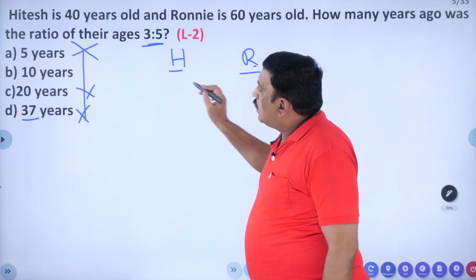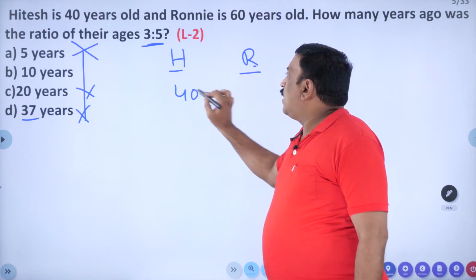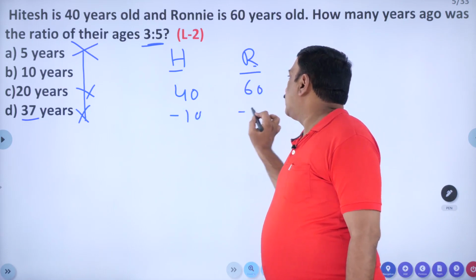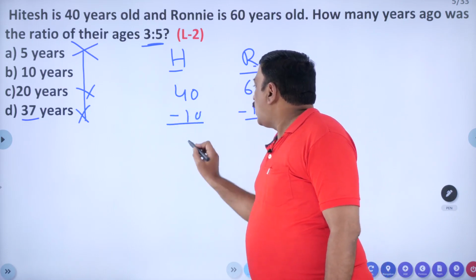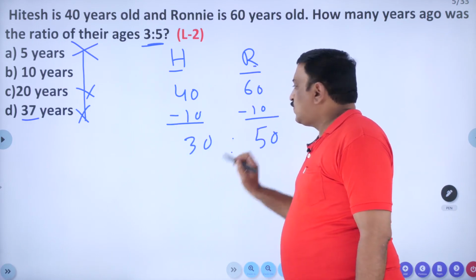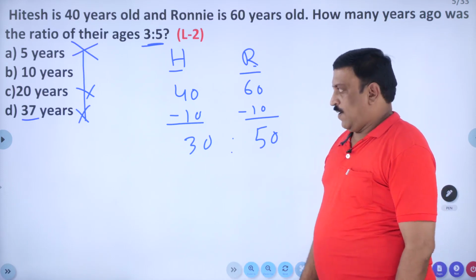Here, you see, there is 40 and 60. It is minus 10, minus 10. Okay, that is here. 40 minus 30 is 30. This is 60 minus 30 is 50. So 30 is to 50 means that is 3:5.